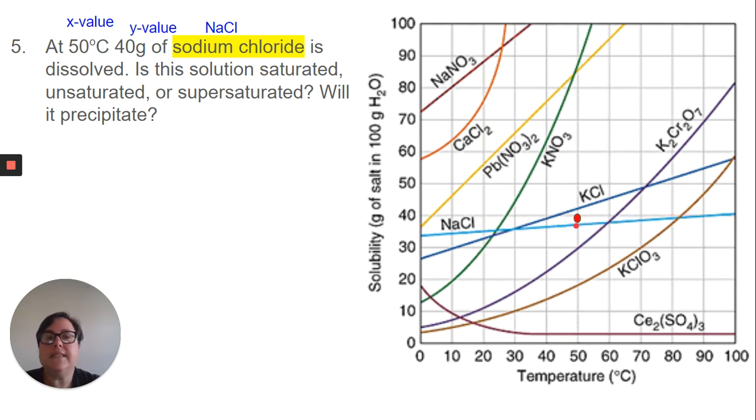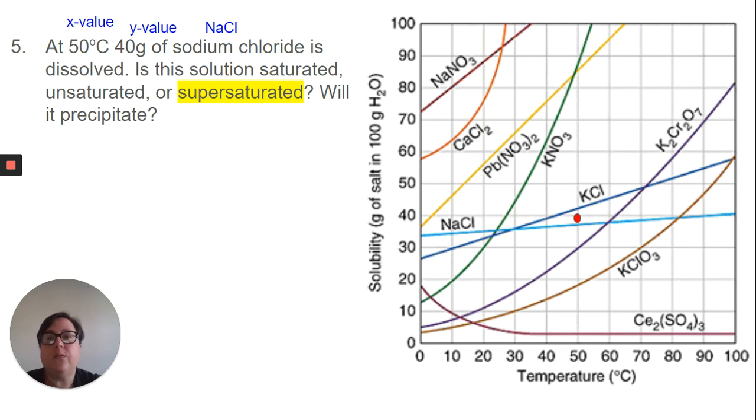So what that tells me is I've dissolved more than the maximum amount because that dot is above the line. If it's above the line, then I've dissolved more than the maximum amount. And that is called supersaturated. You've dissolved more than the maximum amount. If it was saturated, the point would be on the line. And if it was unsaturated, it would be under the line. So saturated, on the line, unsaturated, under the line, and supersaturated is above the line.